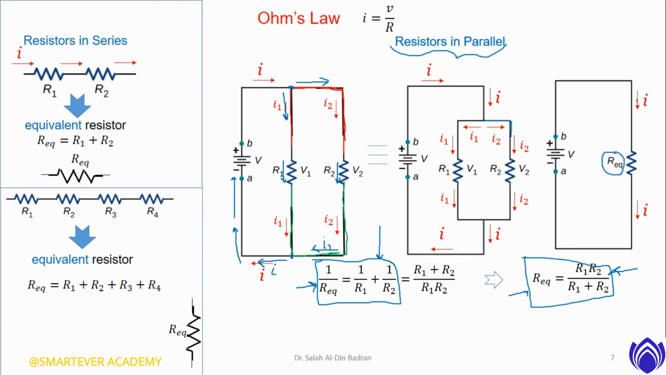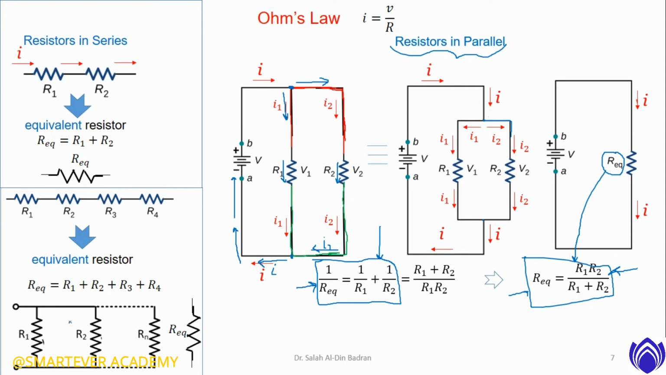This value is obtained from this formula. And this is our very simple circuit. We have here voltage, we have current, and resistor.